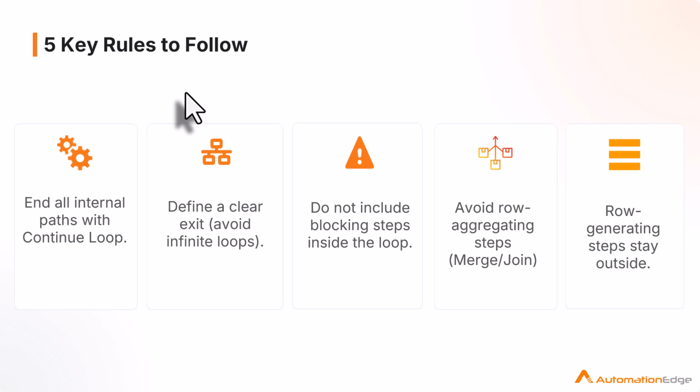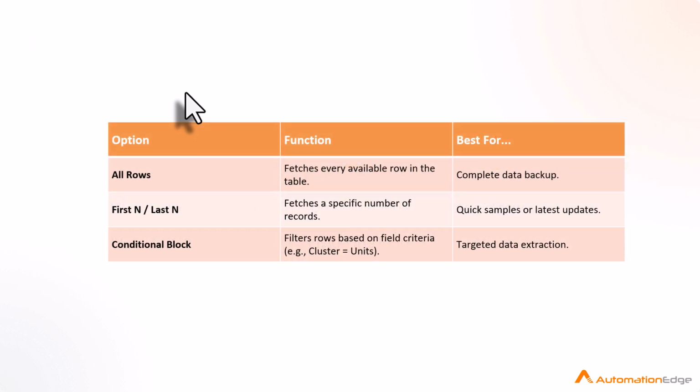After understanding the 5 important rules, let's now look at how web loop table controls the data you want to capture in real-world automation. You may not always need the entire table. Sometimes you need all records, sometimes only the latest few entries, and sometimes only rows matching a specific condition. Web loop table step gives you flexible options to handle all these scenarios efficiently. Let's quickly understand the available row selection options.